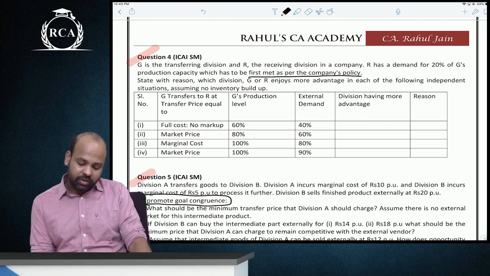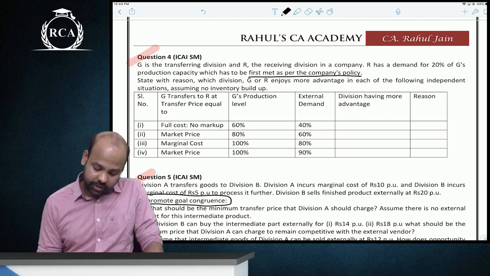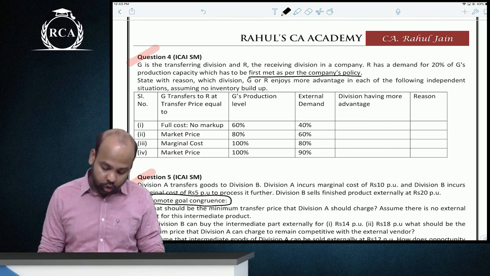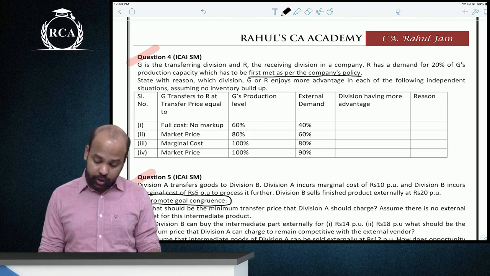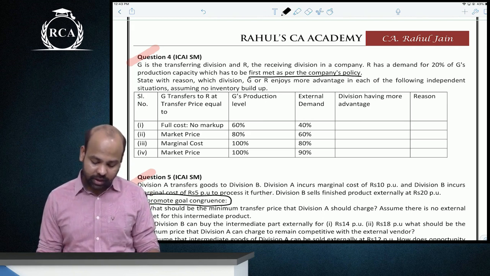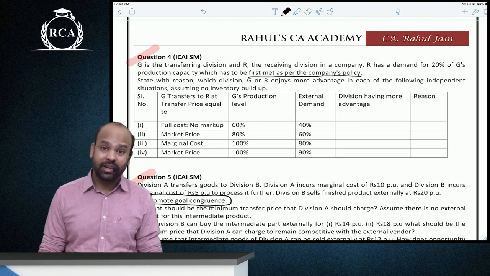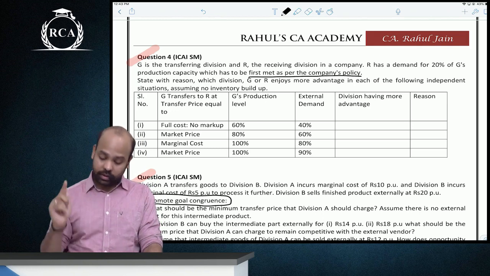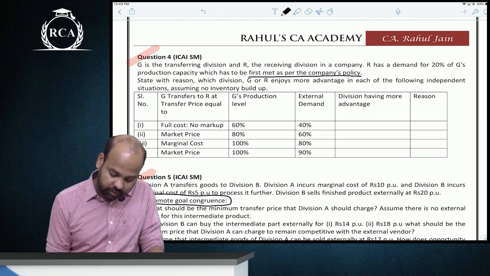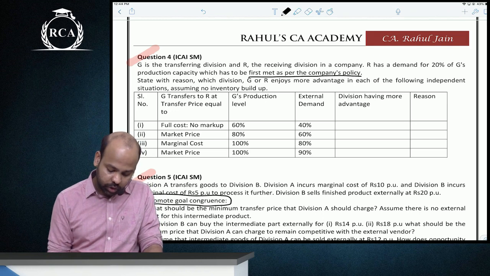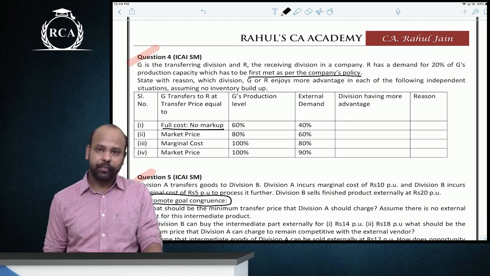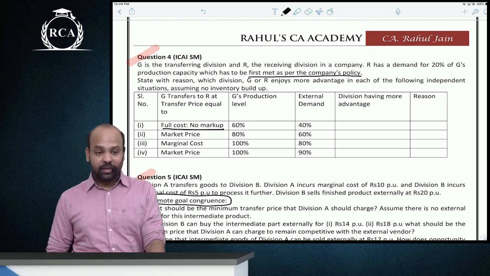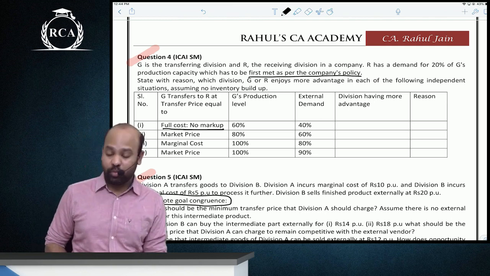State with reason which division, G or R, enjoys more advantage in each of the following independent situations, assuming no inventory buildup. You will have to decide which of them enjoys a more advantageous position. Please understand the question properly, guys. G transfers to R at a transfer price equal to full cost plus markup. Sorry, I read it as plus markup. They're transferring at full cost, beta, no markup.